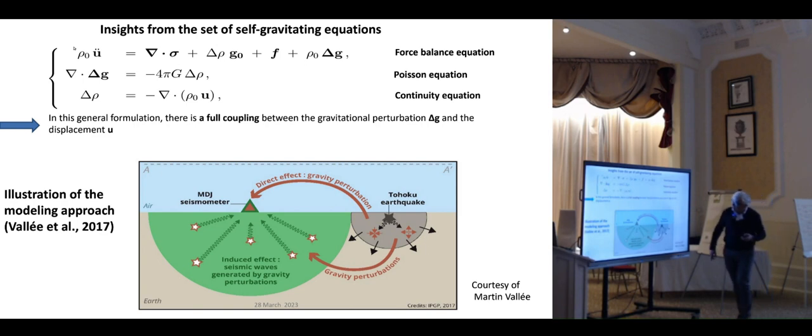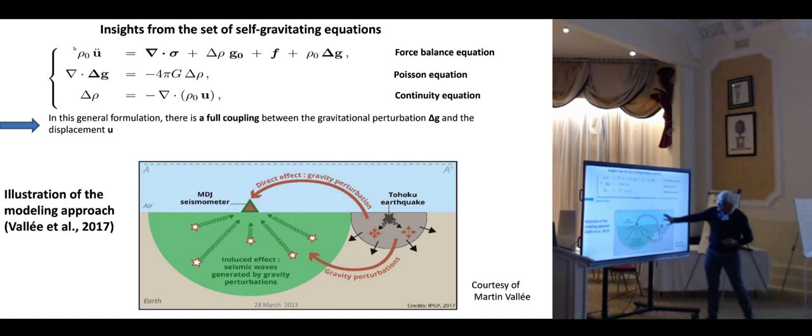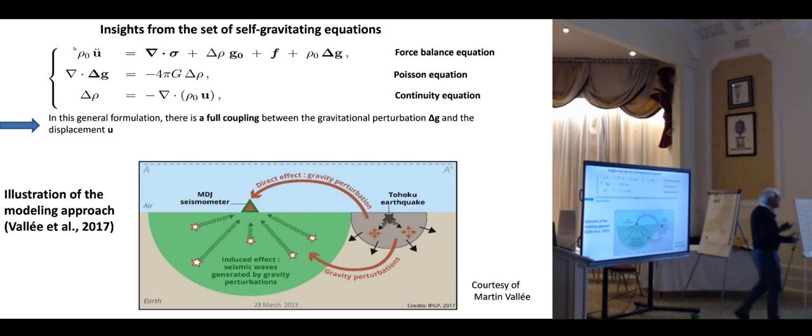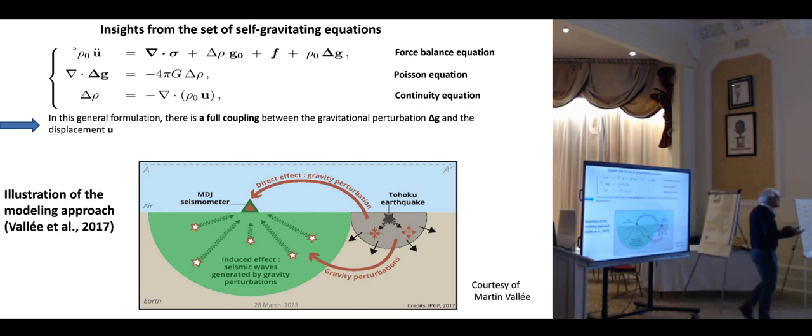It's work basically by Martin Vallée, who did some numerical calculation showing that we have effectively the direct effect. But the main argument of Tom Heaton was for an infinite medium, but we have a surface, and so we have a boundary condition, and so we excite not only the direct effect, but we also have some propagation of P waves, which will also create some gravity perturbation.